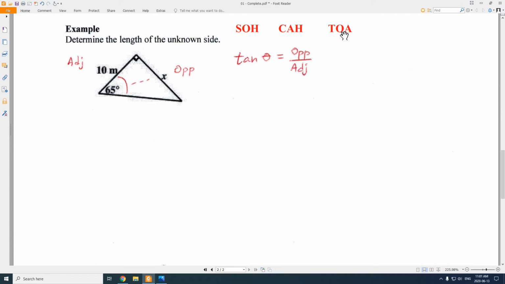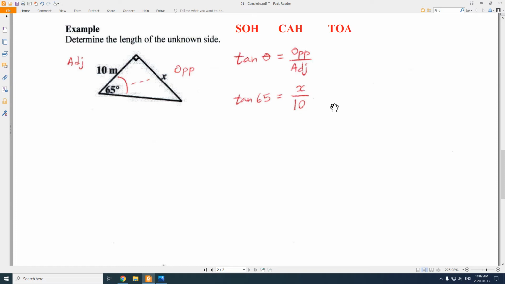So I normally write this at the top of my page, and then I can go through and say, okay, which one has the two sides I'm interested in? And that'll tell you which equation to use. Okay, so I write my equation down. Tan theta equals opposite over adjacent. And now I just fill everything in. All right, tan of theta turns into a tan 65. That's the angle. Opposite is an x, and adjacent is a 10.